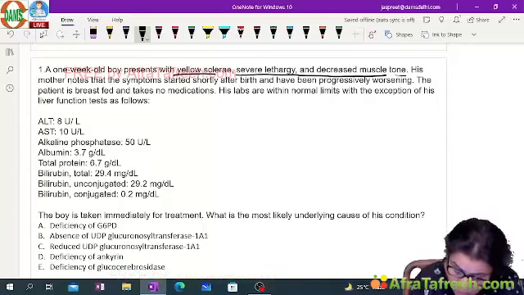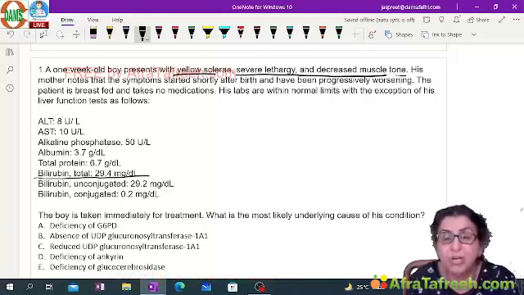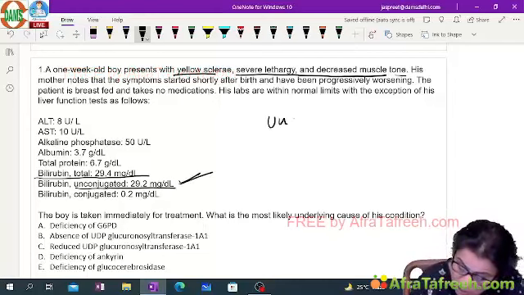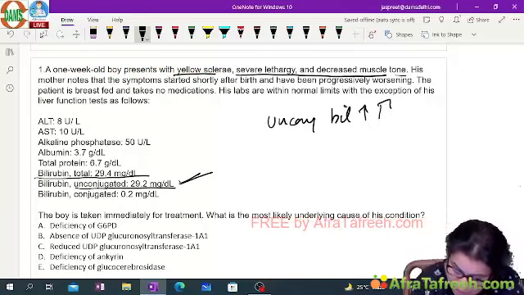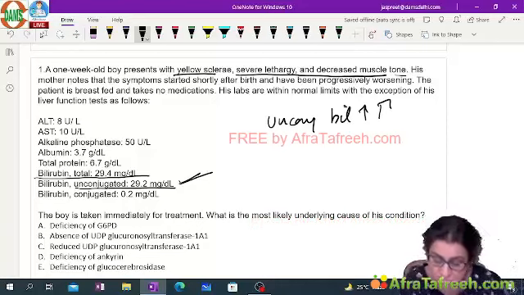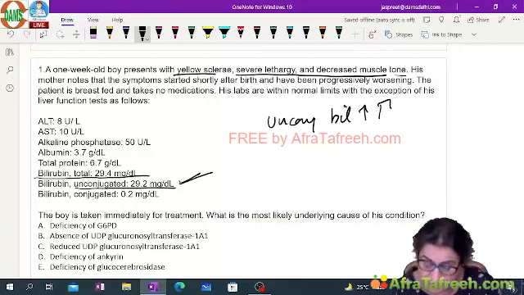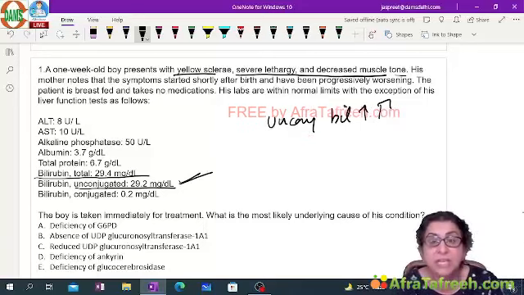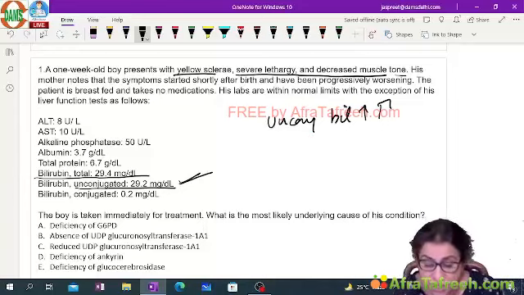Now look at the total bilirubin. Total bilirubin is 29.4 milligram per deciliter, and out of this total, most of it is unconjugated bilirubin. So unconjugated bilirubin is increased. The boy is taken immediately for treatment. What is the most likely cause for this condition? So within a week, the child has jaundice with kernicterus, and the symptoms started shortly after birth and have been progressively worsening. So what do you think?